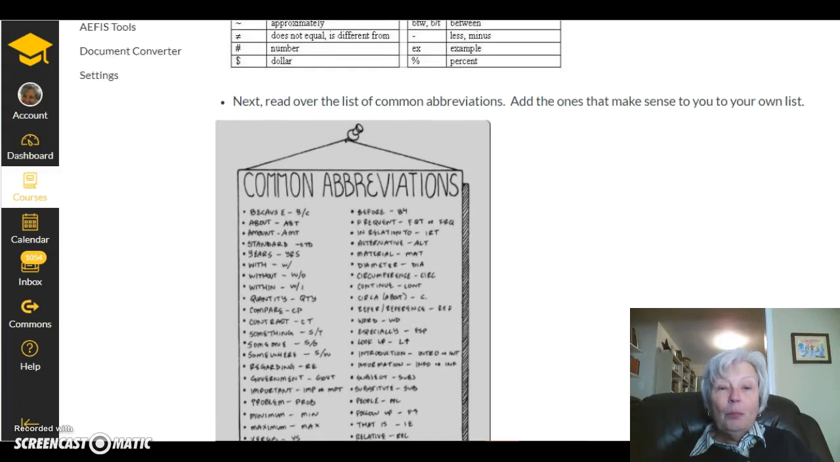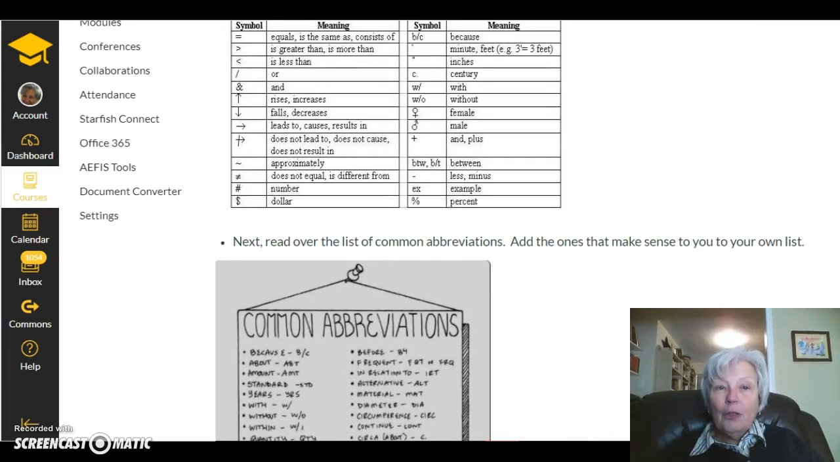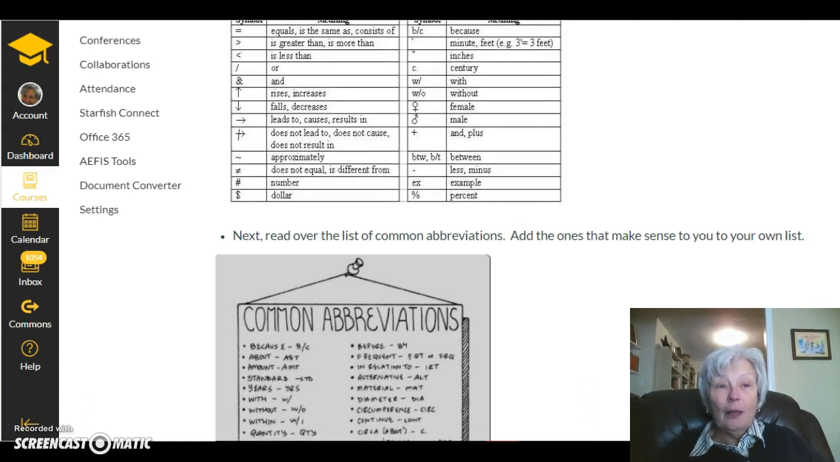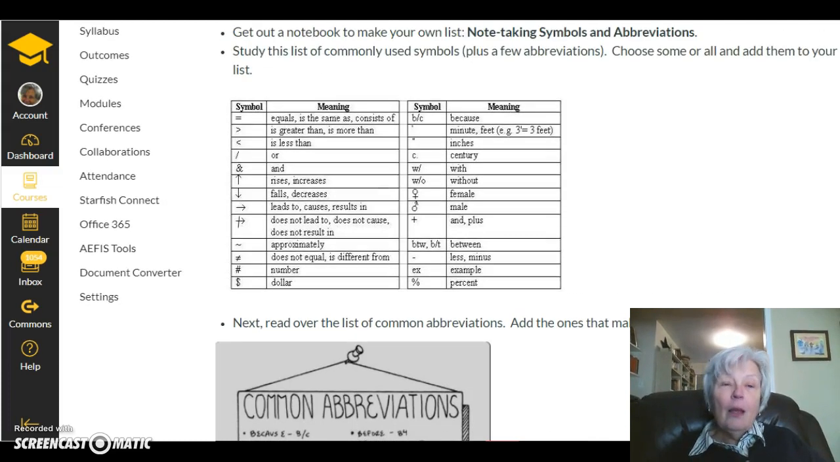The most important thing about using abbreviations is that you want to make sure that these are abbreviations that you will understand later, because you're going to take notes on a lecture. And then maybe when you get home or the next day, you're going to read over your notes again and make sure that you understand them. We'll talk more about this in our next class.